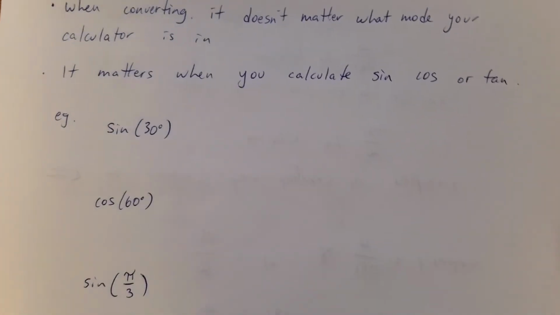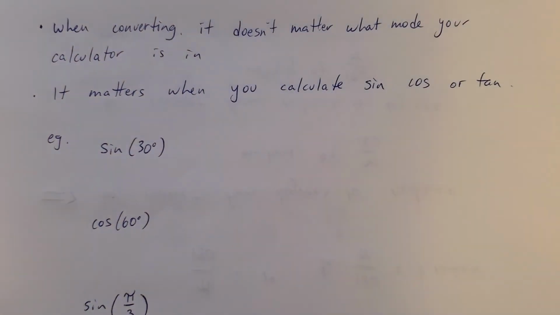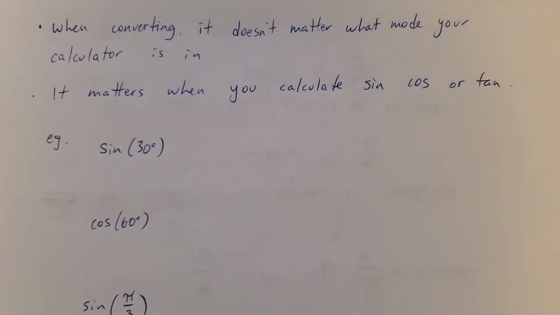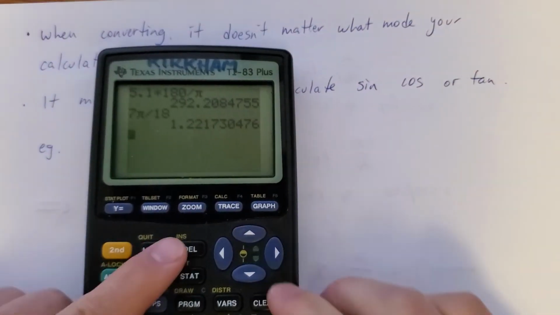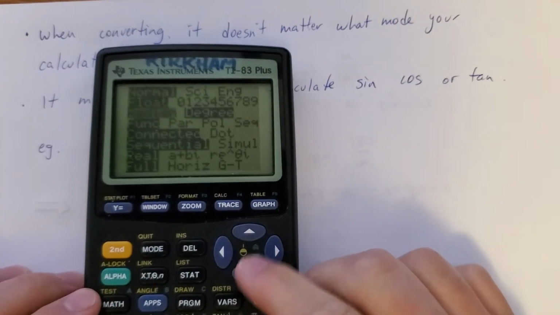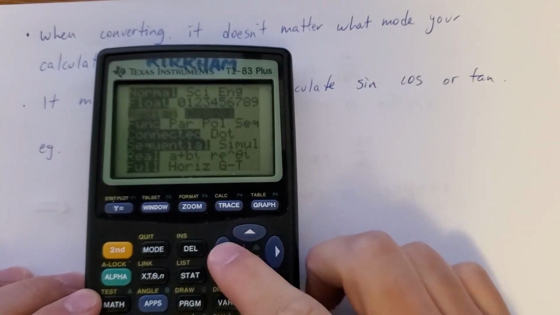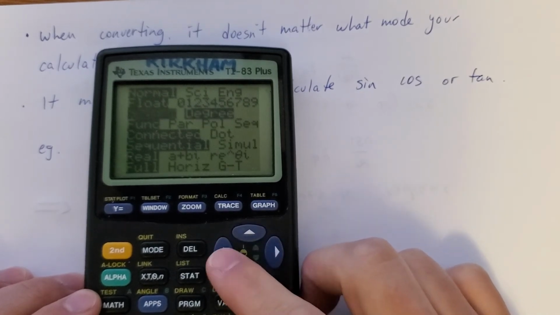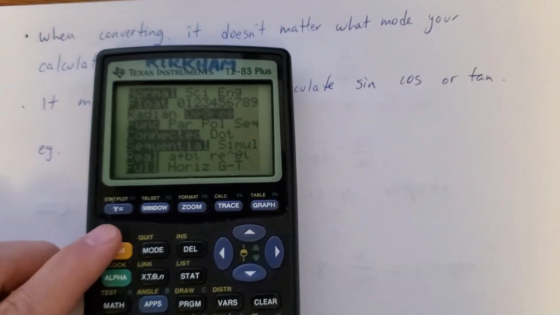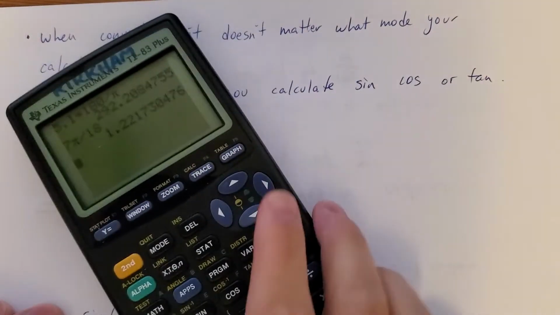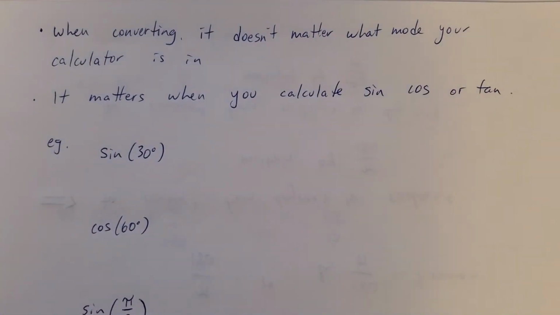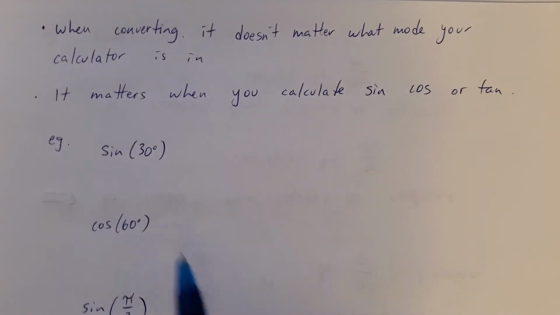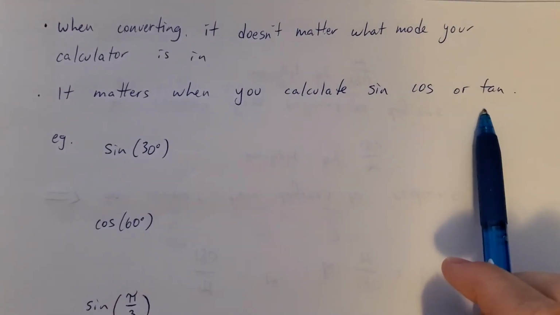Now, what we were just doing was converting. When you're converting, it doesn't matter what mode your calculator's in. Okay, and by that I mean when you press mode, down here it says radians degrees. Okay, you've probably been annoyed by that too, right? When you clear your calculator, it's in radians, but you almost always want it in degrees. We're going to use radians a little bit. Okay, so it matters what mode you're in when you're calculating sine, cos, or tan.